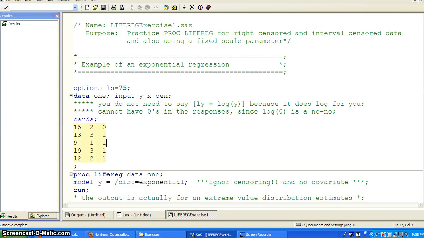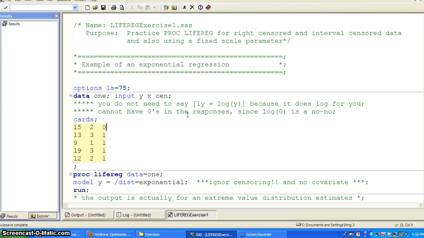Okay, now this example is for showing you how to use the LIFEREG procedure to actually fit different survival distributions, lifetime distributions, such as exponential and Weibull and extreme value distribution for right censored data and interval censored data. And also you can use a fixed scale parameter.